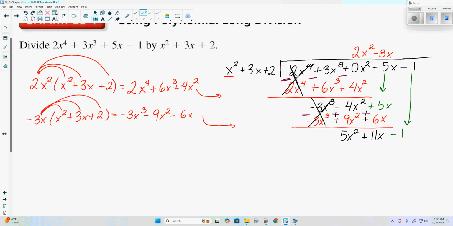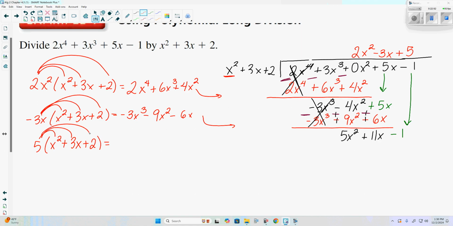And lastly, we're trying to see what times x squared gives us 5x squared. X squared is already the same, so we're just seeing the number in front, which is 5. And since it's positive, it will be positive 5x squared. We're going to do 5 times x squared plus 3x plus 2. And again, we're going to do the same process. We're going to distribute the 5.